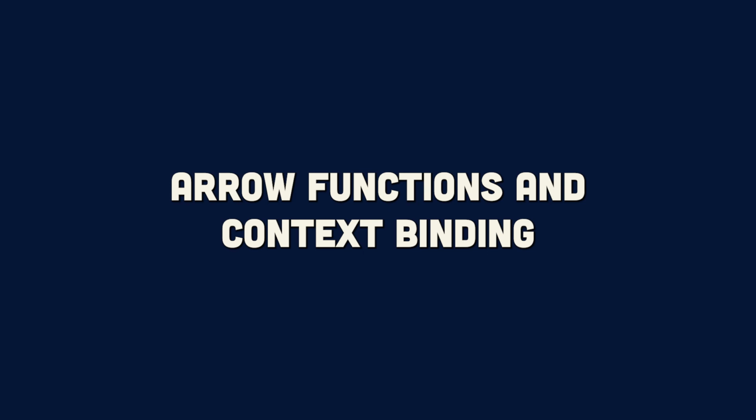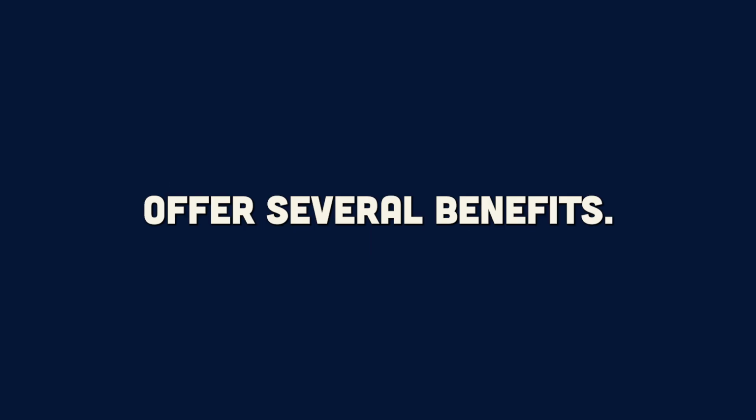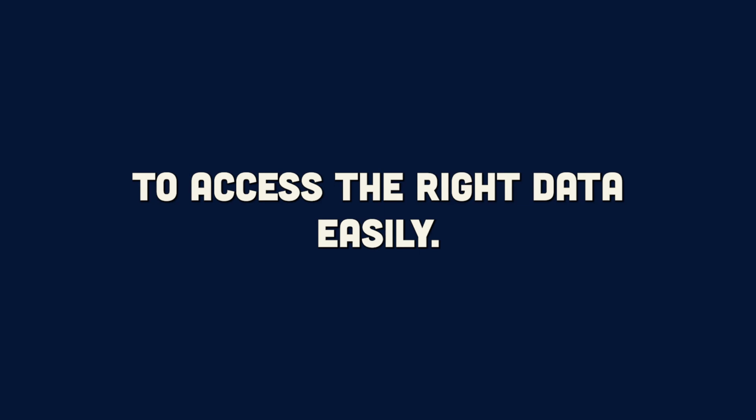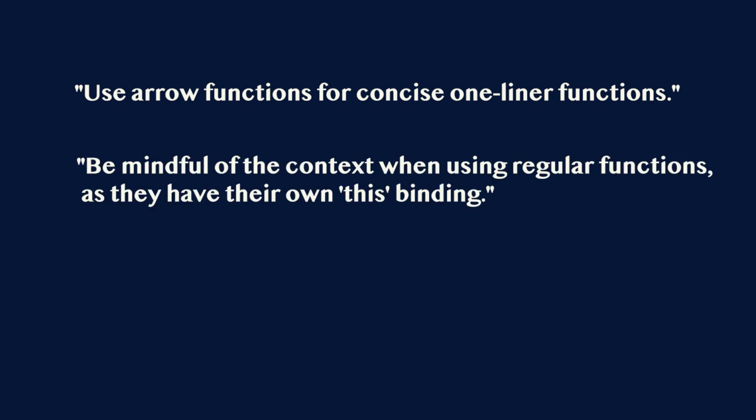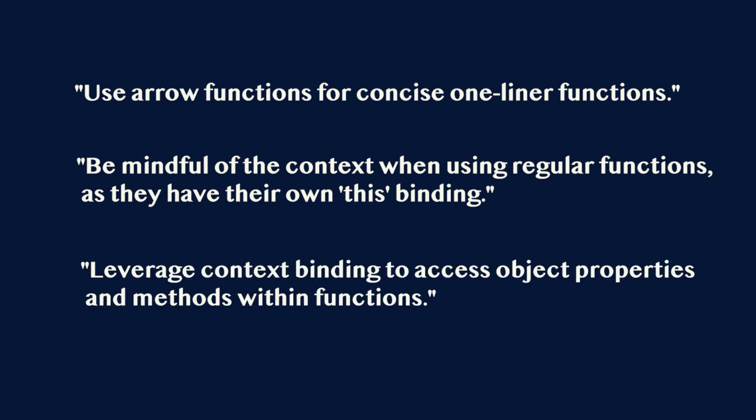Arrow functions and context binding offer several benefits. They improve code readability and allow functions to access the right data easily. Here are some best practices to keep in mind. Use arrow functions for concise one-liner functions. Be mindful of the context when using regular functions, as they have their own binding. Leverage context binding to access object properties and methods within functions.